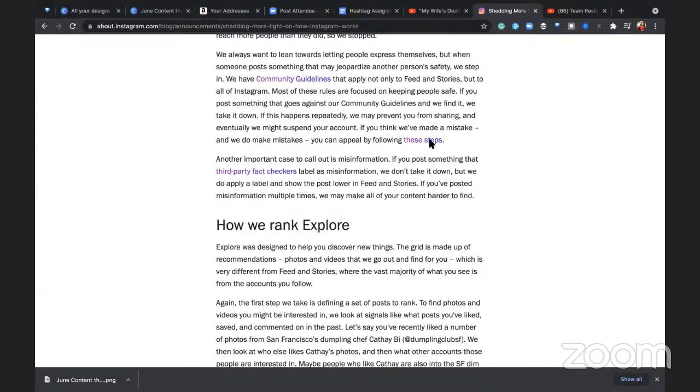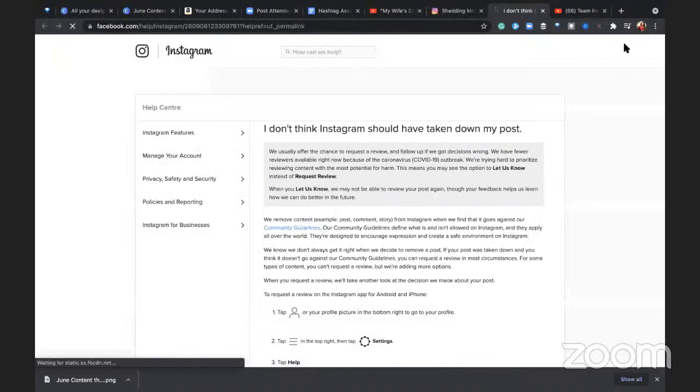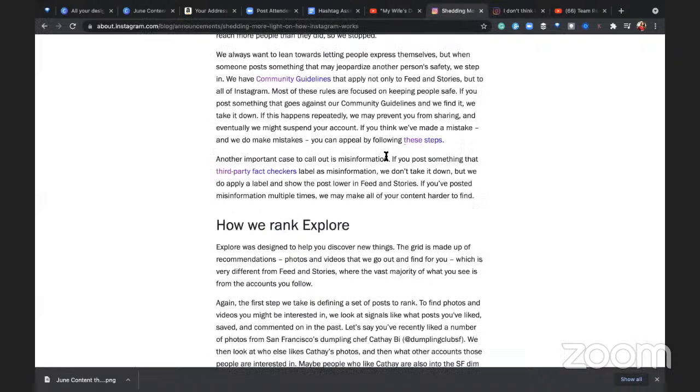Another important case to call out. This is going to give us the steps to follow. We've not had a situation where our clients' accounts have been suspended, but if they are suspended, we know what to do.